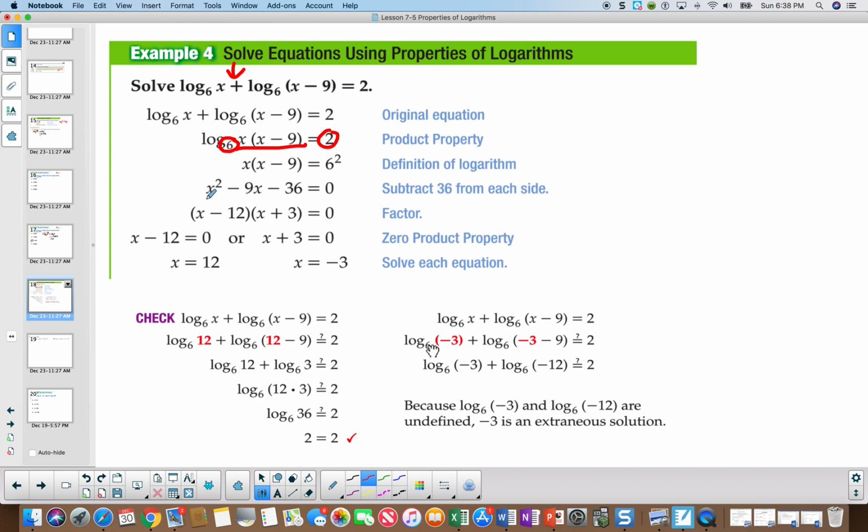Okay, now I know this is a quadratic. I go ahead and factor, I solve each. Now we're going to have to try to put 12 into each one of these to see if they work. And if you put 12 in there, you're going to get it to work. Now, if you put -3 in over here, you're going to have a -3 inside the argument, and that's no good. So you don't have to worry about that. That's an extraneous solution, an extra solution that does not work.